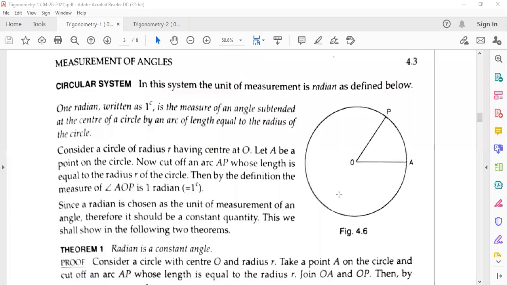Now in this system, 1 radian means if OA is equal to small r, and the arc length of PA, if we cut it down from P to A and then make it straight, then we get the length of PA by measuring with a scale. If we cut this part separately and straighten it and take its measurement with a scale, so we can take the measurement of this.